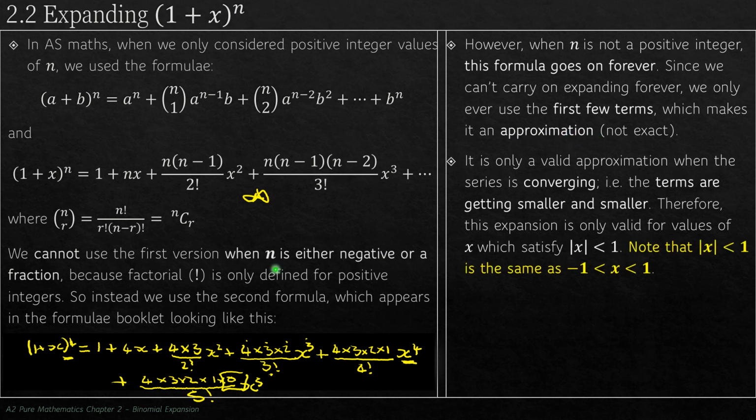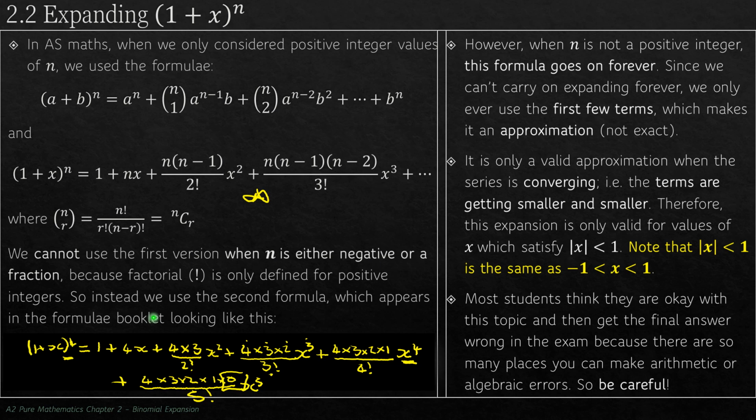And then I said when we were looking at this formula from the formula book that I was going to come back to this notation. It's only a valid approximation when the series is converging. That means that it's getting smaller and smaller, so I can only use values of x that satisfy this. This notation here, we have seen it in vectors and we used it in mechanics to mean the size of the vector, and it's doing exactly the same job here. We focus on it a little bit more during A2 Pure Maths, but for now you just need to understand that that notation means that x is greater than minus 1 and less than 1.